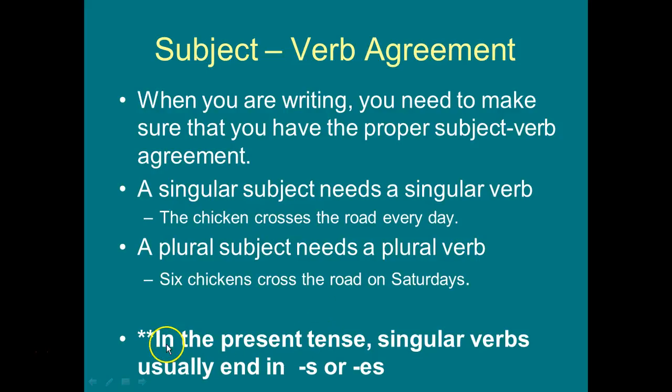So it says at the bottom here, in the present tense, singular verbs usually end in s or es, which is opposite of what we usually think with singular anything. S and es usually means plural, but verbs is the exception. So I do want you to write down this in your notes. In the present tense, singular verbs usually end in s or es. As you can see here, crosses, es there in that sentence.